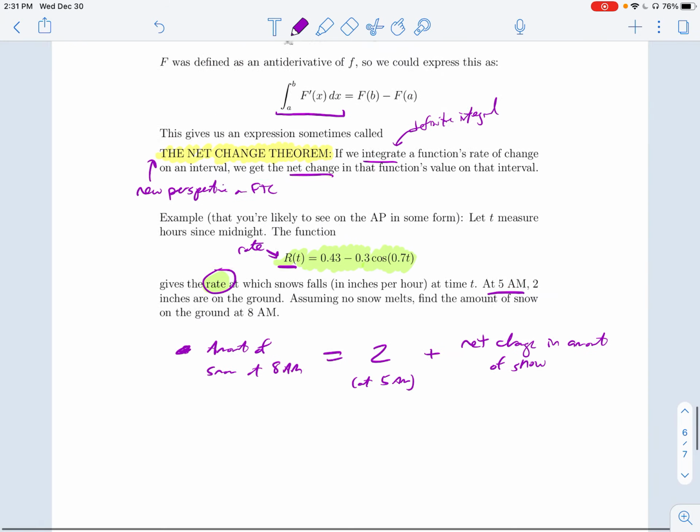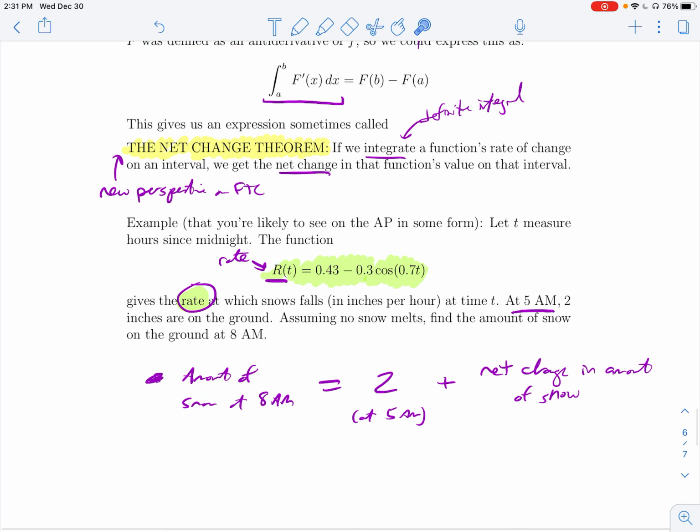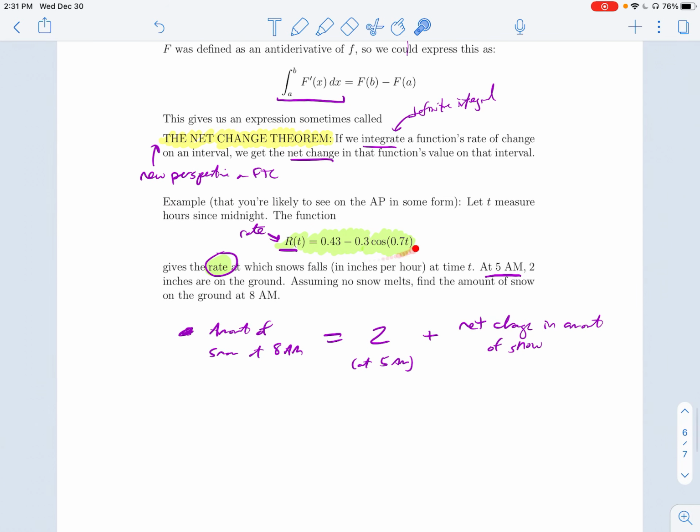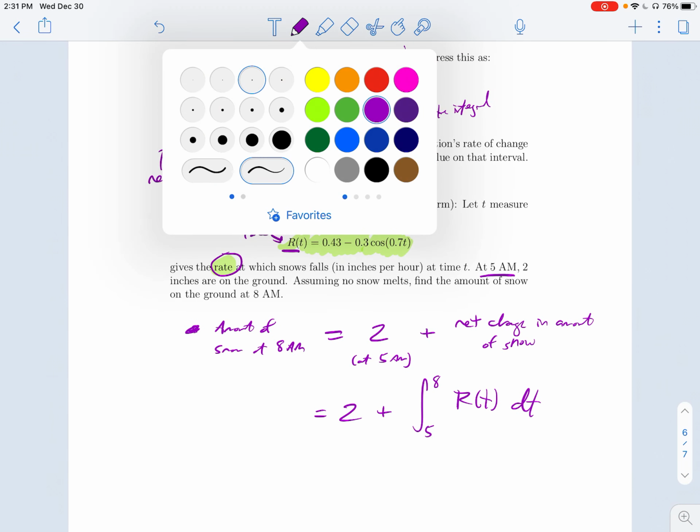So here we're going to use this backwards. A net change in an amount is the same as a definite integral of a rate, and the rate is what they've handed you. So this would be 2 plus the definite integral, in this case from 5 to 8, of that rate of change. A net change in an amount is the same as the definite integral of a rate of change. The definite integral of a rate of change is the same as the net change in the amount. That's the fundamental theorem of calculus, just set up in a way that feels like we're talking about things that are changing. And this can be done on your calculator.